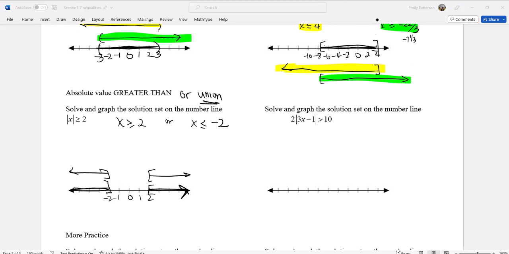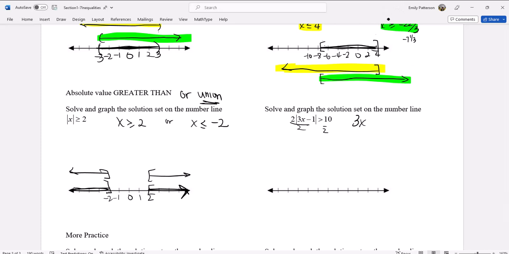We're going to solve this again. This is another greater than situation. But remember to isolate your absolute value. So divide both sides by 2 first. So we can set this up. So we have the absolute value of 3x minus 1 is greater than 10. And because it's an absolute value greater than, we have an "or" situation, or union. So 3x minus 1 is greater than 10. And then we flip the sign again. 3x minus 1 is less than -10. Pause the video and graph it.